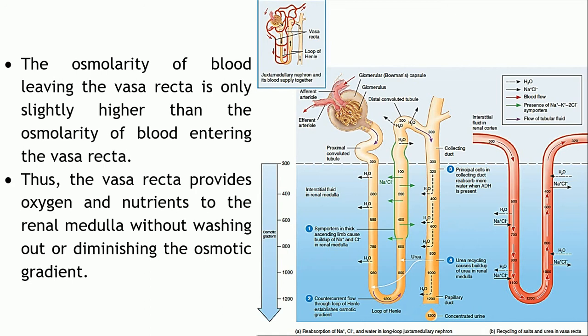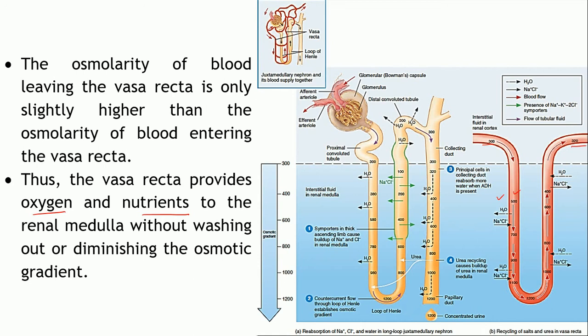Okay, so as you can see, the osmolarity of the blood which is leaving the vasa recta is slightly high, right? It is 300, but it is just 320. So there is a slight increase in osmolarity. It does not change much. So what is the role of this countercurrent exchange? There is an exchange of substances between the interstitial fluid and the blood. What is the role over here? So it provides the oxygen and the nutrients to the renal medulla.